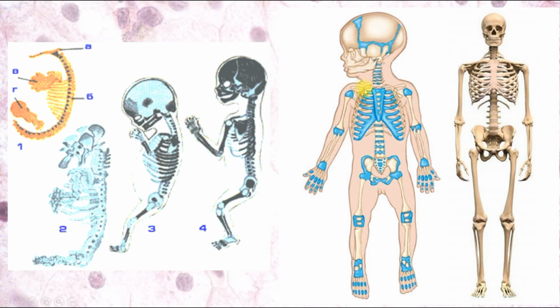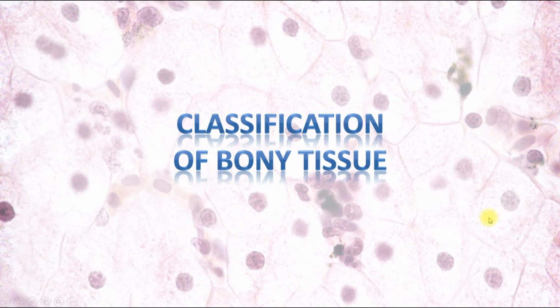After bone formation, in direct or indirect ways, all those bones undergo rebuilding. Primary bone is remodeled. It undergoes remodeling, and it becomes secondary or mature bone. Almost all bones of adults are made up of secondary bony tissue, but there are also places where primary or immature bone is present. So we are going to the classification of bony tissue.